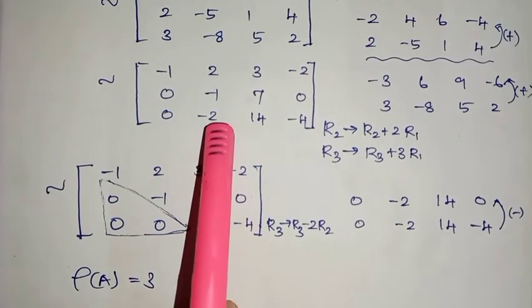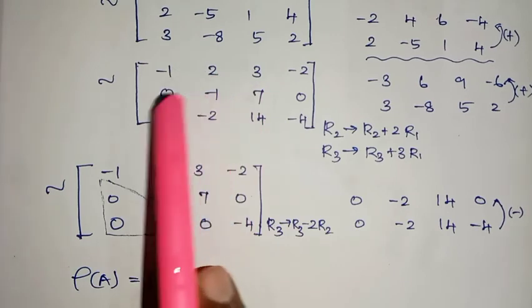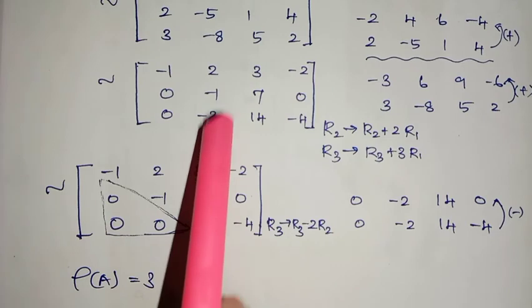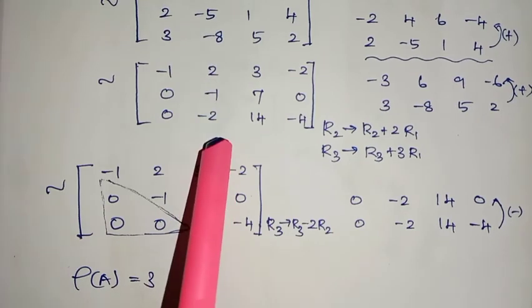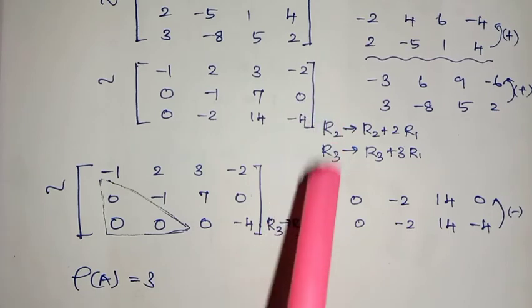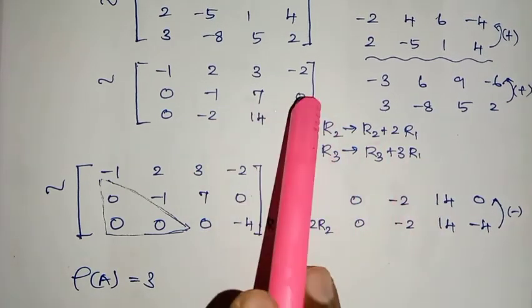Now what should be done here? It is very simple. You have to multiply this row by 2. If you multiply this row by 2, this becomes 2. So when you subtract this, you will get 0. Okay, so second row is multiplied by 2, so it is 0. Minus 1 into 2 is minus 2, 7 into 2 is 14, 0 into 2 is 0.